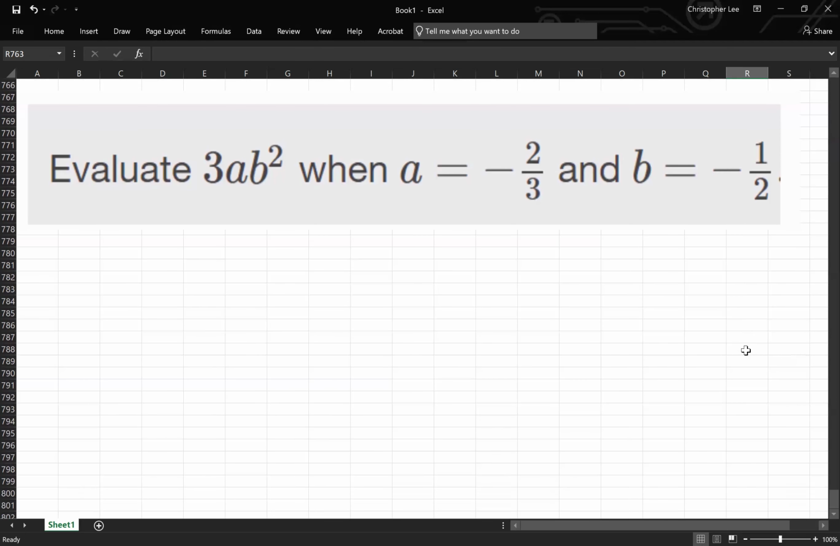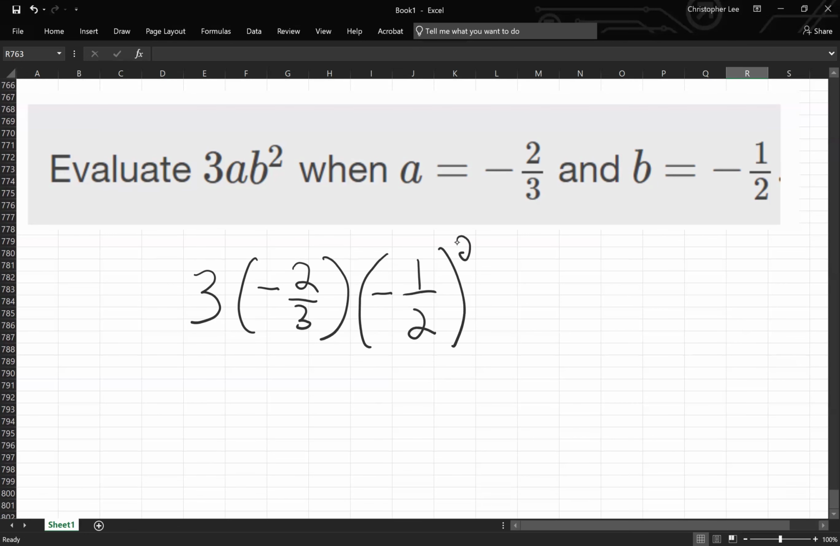So I have 3AB squared. Let's rewrite this. So this is going to become 3, and instead of the A, I'm going to plug it in. So I have negative 2 over 3 for A times B, which is negative 1 over 2, and then squared. PEMDAS, we're going to square this, right? What is negative half squared? Still negative? Negative half squared, it won't still be negative because a negative times a negative is positive, right? So what's the answer?